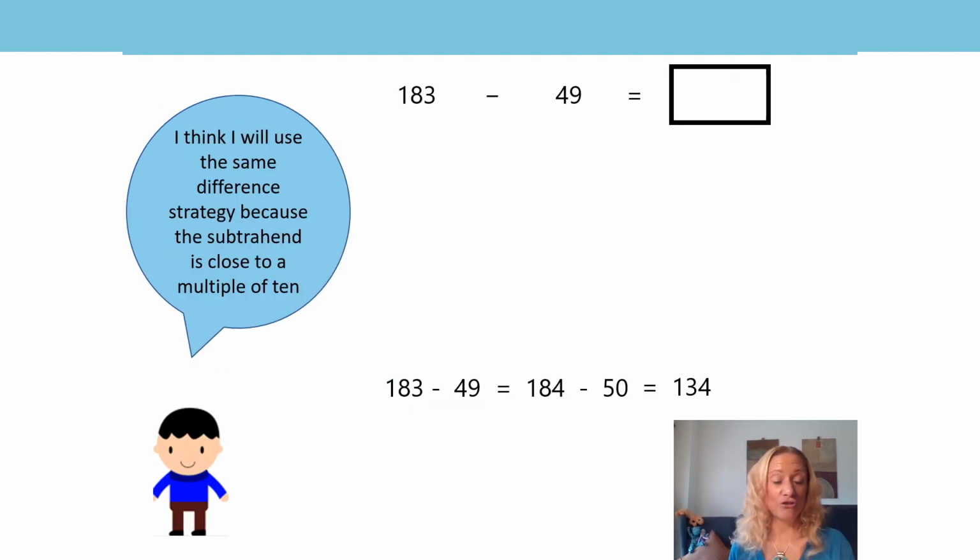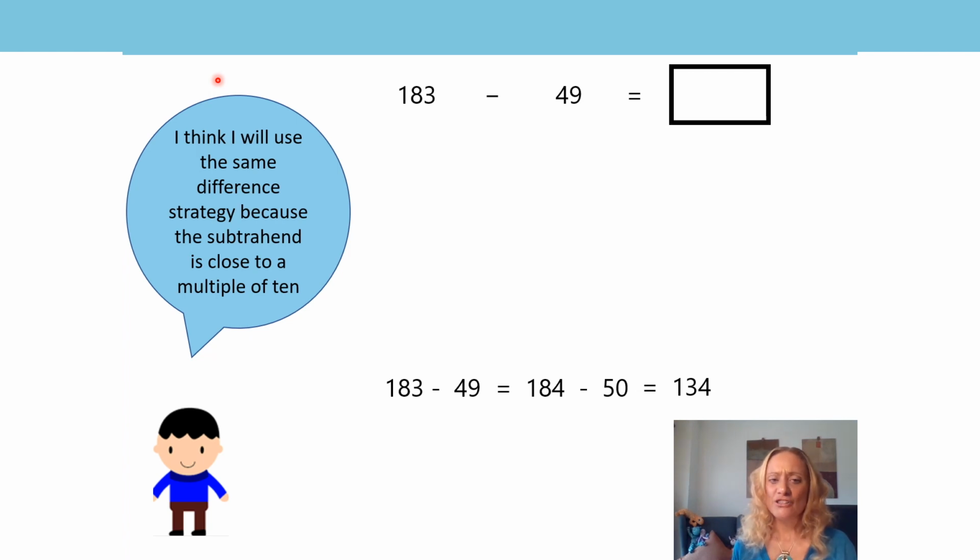Sam has decided to come and join our maths lesson today, and he has solved the same calculation as Ellie, but he has used a different strategy. So he says, I think I will use the same difference strategy because the subtrahend is close to a multiple of 10. That's interesting, isn't it? Is the subtrahend close to a multiple of 10? Oh, 49, yes it is. It's very close to 50, isn't it?